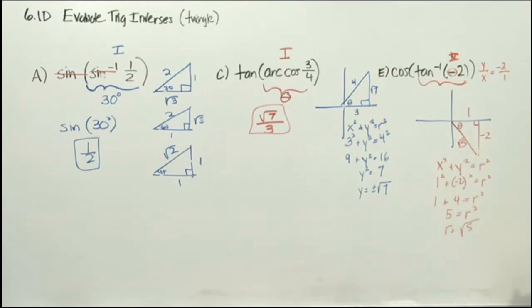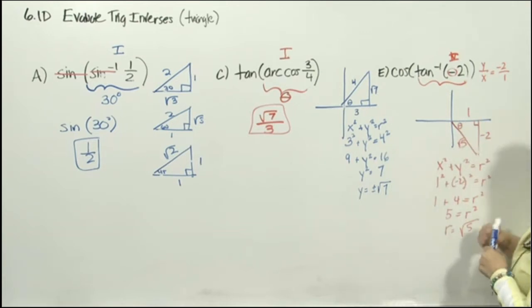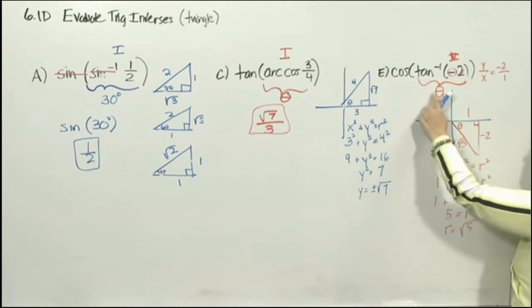Okay? Now, I know what you're saying. Well, that doesn't help me. I still don't know this angle. I can't use my calculator. That's fine. Whatever this angle is, we're going to call it theta. We have a picture now to find the cosine of theta.